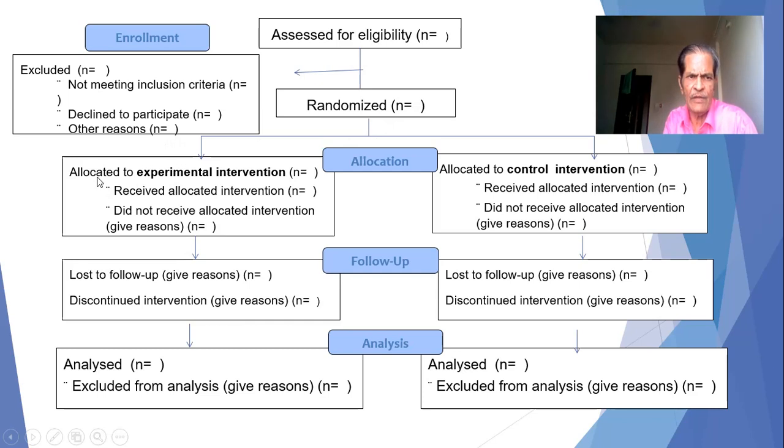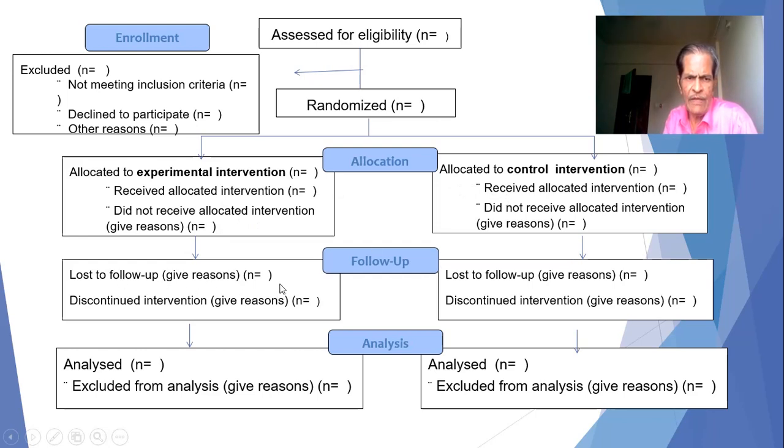So how many went to the experimental group? If there are more than 2 experimental groups, this part should be extended over here. So how many went to the experimental group, and how many went to the control intervention? Then how many actually received the allocated intervention, and how many did not receive the allocated intervention, along with the reasons why they did not receive the allocated intervention. The same information for the control group.